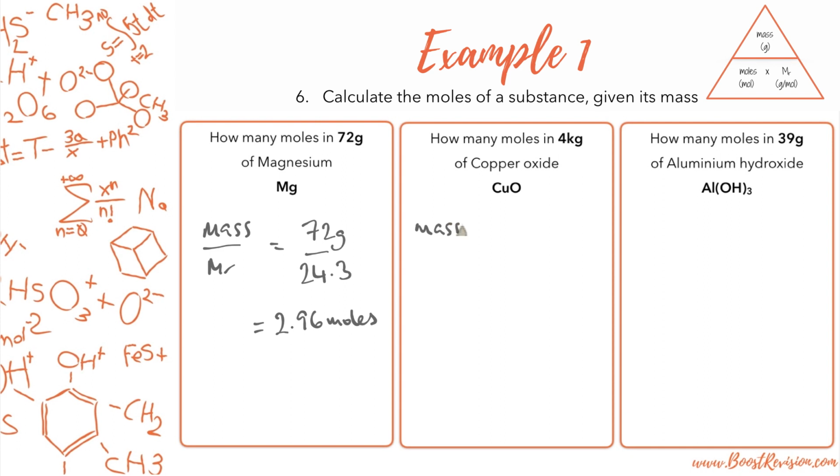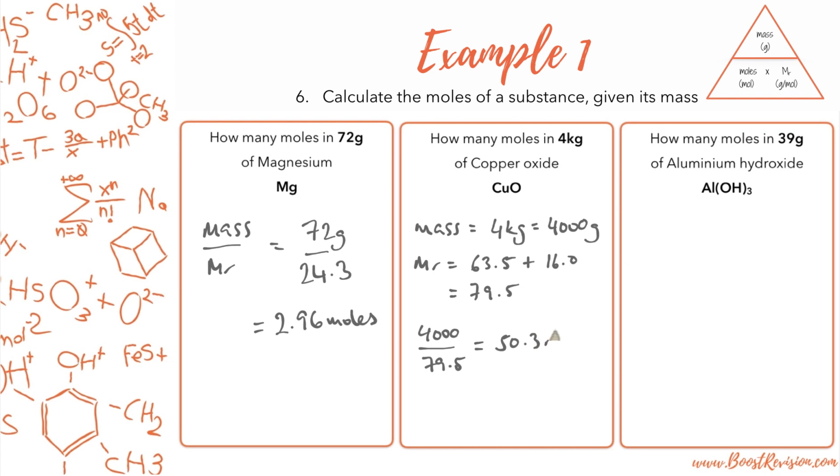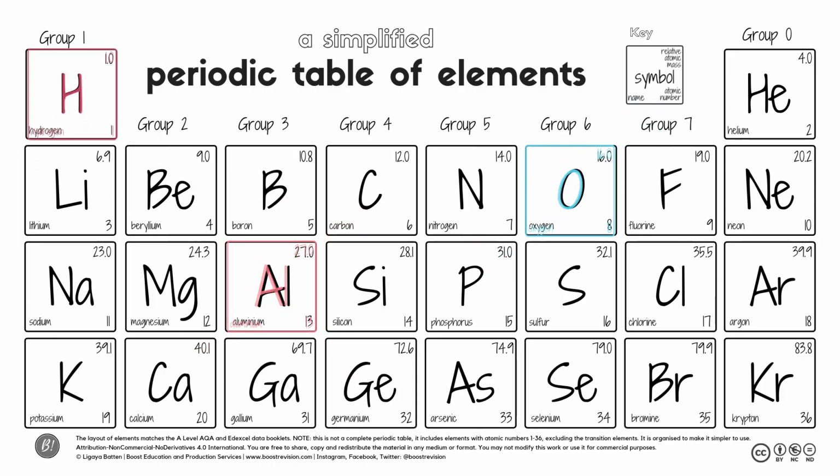If we've got 4 kilograms of copper oxide, then we need to first calculate the molecular mass of copper oxide, which would be 63.5 for copper plus 16 for oxygen. That gives us 79.5. And then we can do 4,000 divided by 79.5, which is 50.3 moles. Have a go at the last one before I show you the answer.